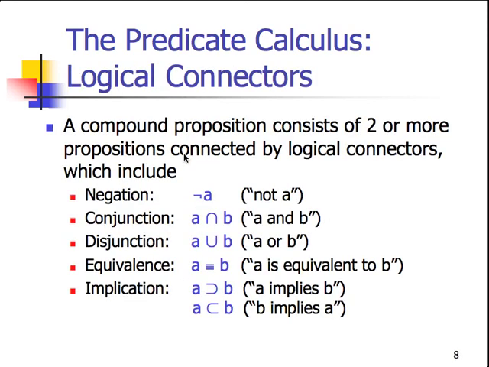Then we have different ways of expressing the predicate calculus in terms of the logical connectors, and these are the common ones you're probably familiar with from other languages. A compound proposition consists of two or more propositions connected by a logical operator. For example, we have the negation, not A, the conjunction A and B, A or B, A is equivalent to B, A implies B, and all the different combinations you could possibly come up with.